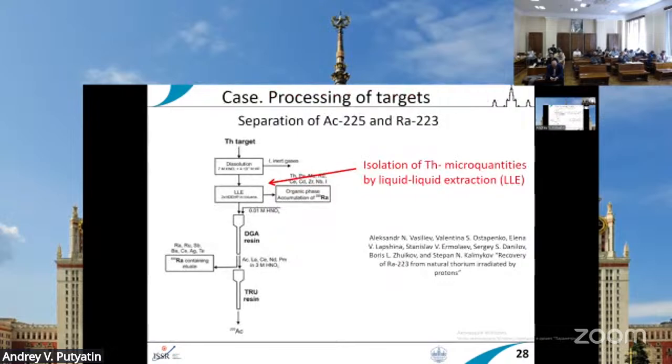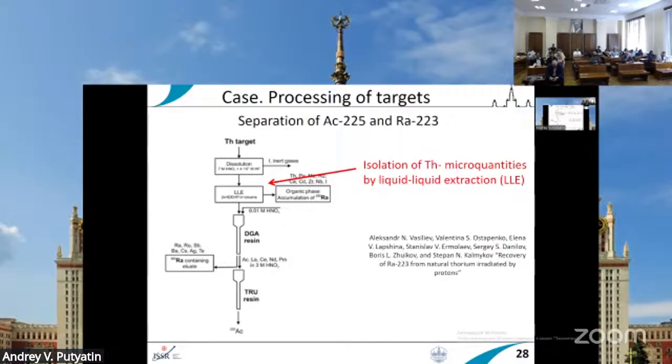And here are some real cases. The first one is the isolation of two radionuclides, actinium-225 and radium-223, from an irradiated thorium target. As we saw in the first slide, the scheme here is very difficult, and this case is not an exception. Here we can see that only one part of the isolation of these radionuclides from the target is liquid extraction, or solvent extraction. So why is it used here?